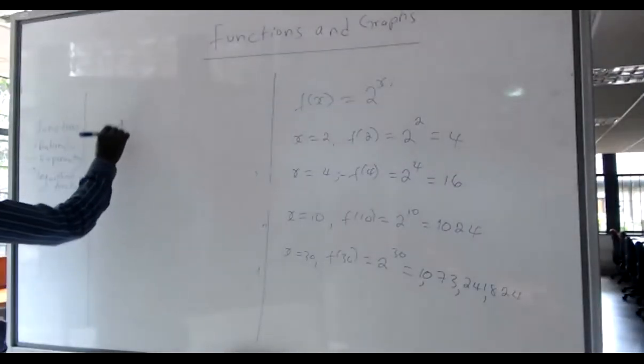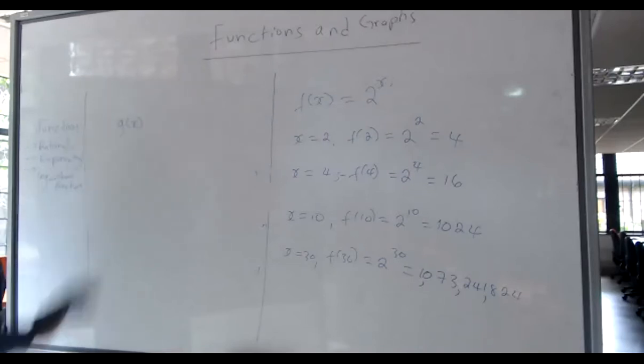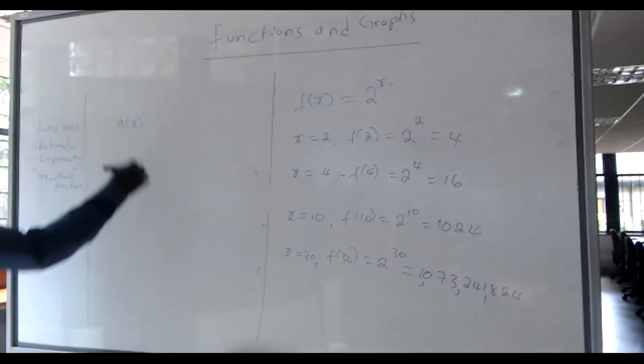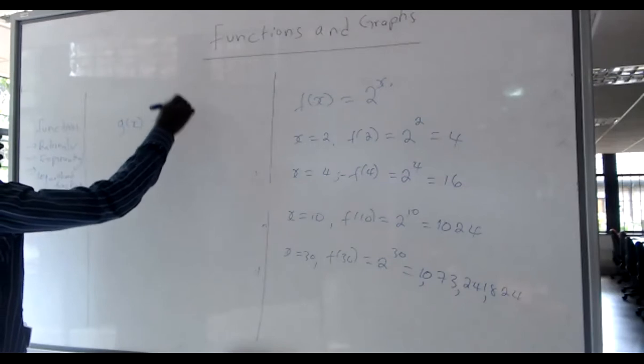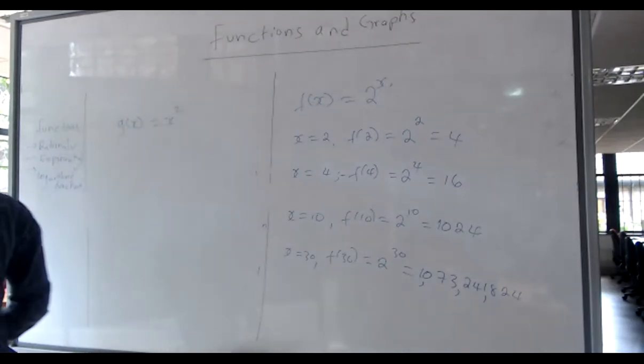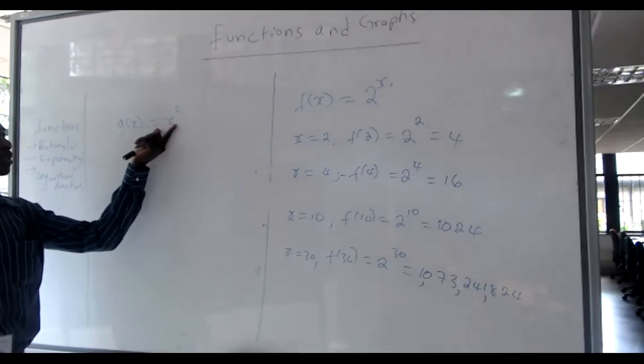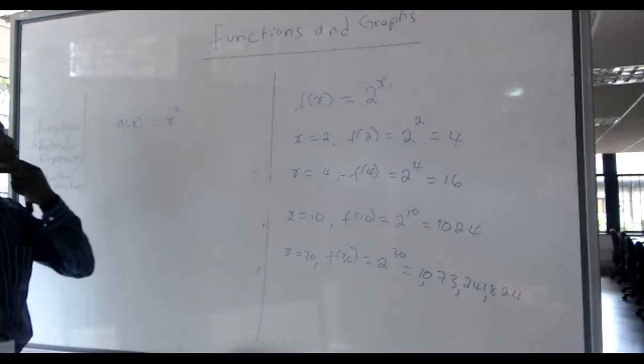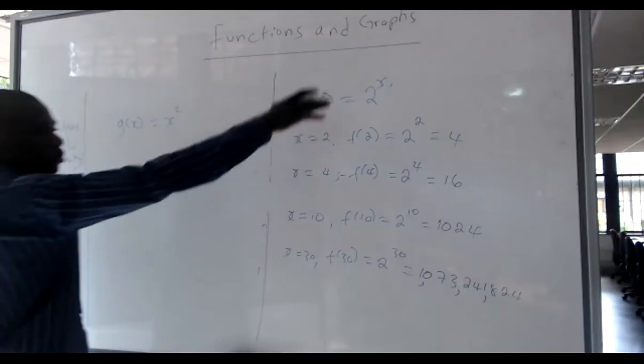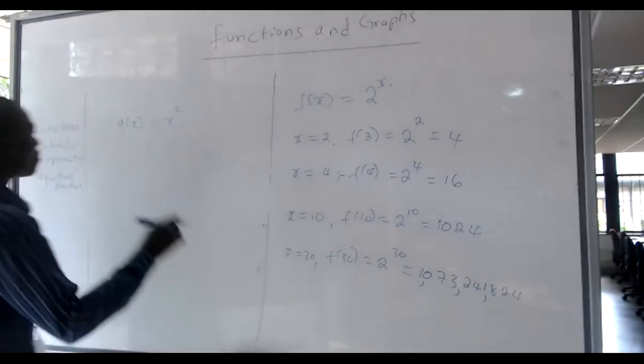Suppose you have another function, which is not an exponential function. Let's say I take a function like x squared. X squared is not an exponential function. This is a power function, because the variable is the base. So this is a power function, not an exponential function.